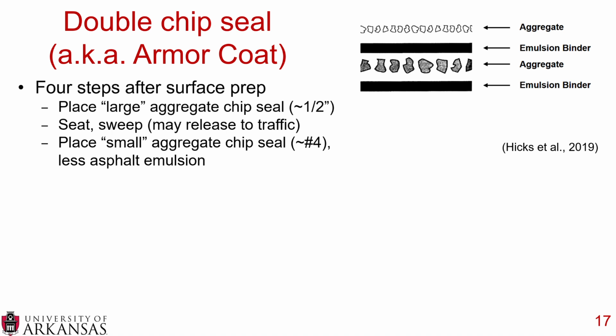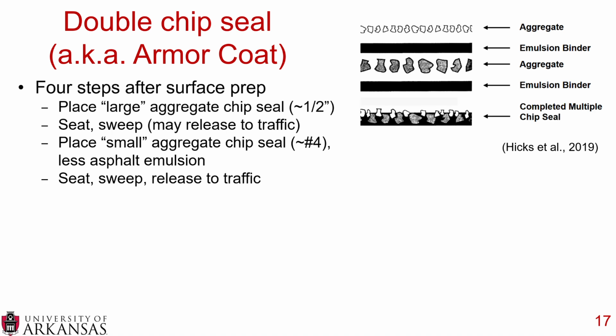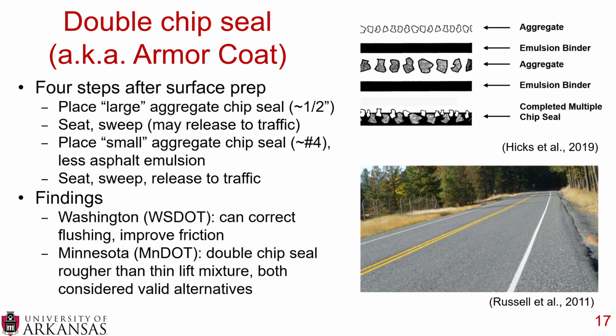You then place another emulsion layer and then a smaller aggregate, so about a number 4 aggregate, and you don't quite place as much asphalt emulsion as well. And what this does is it places that smaller rock inside of that larger rock, and this is your completed multiple chip seal. And you sweep it, you seat it with a pneumatic tire roller, you sweep it, and you release it to traffic. You get kind of this combination of larger and smaller aggregates that's very intentionally seated within one another. It's a very nice treatment.